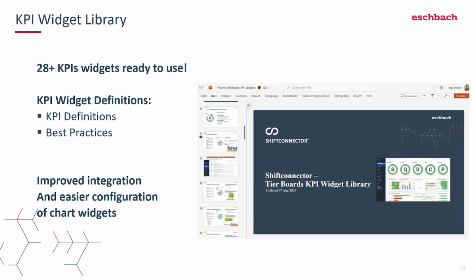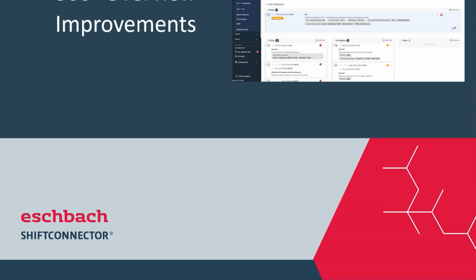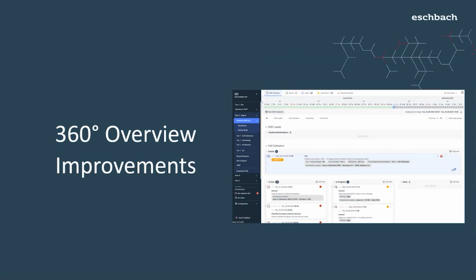KPIs for this purpose. All right, then to features that you're using, definitely the 360. I'm not sure about the plan status anymore. We are still using it. Yeah. Oh, perfect. All right. Good. Let's come first to the 360 improvements. So what did we do there in the last year?